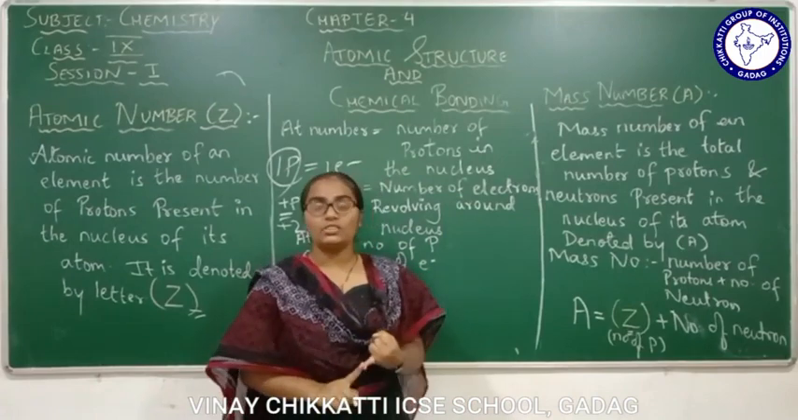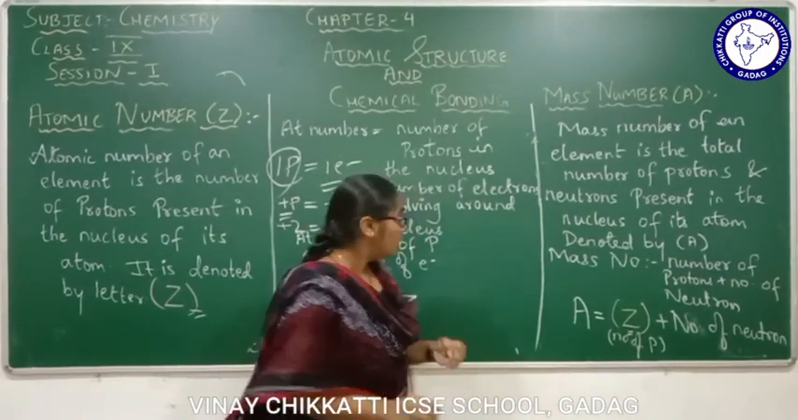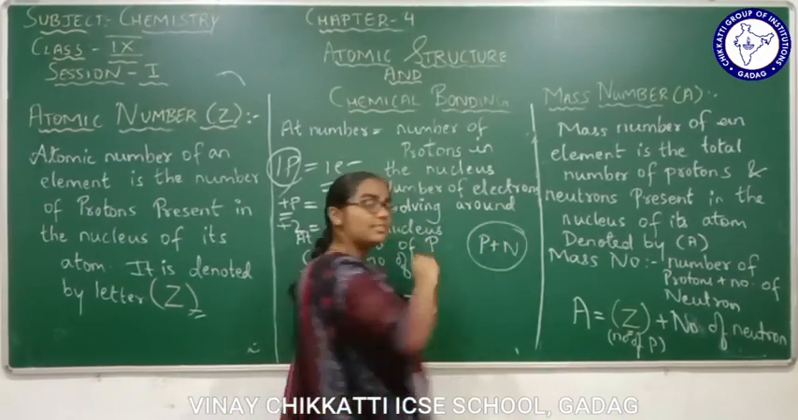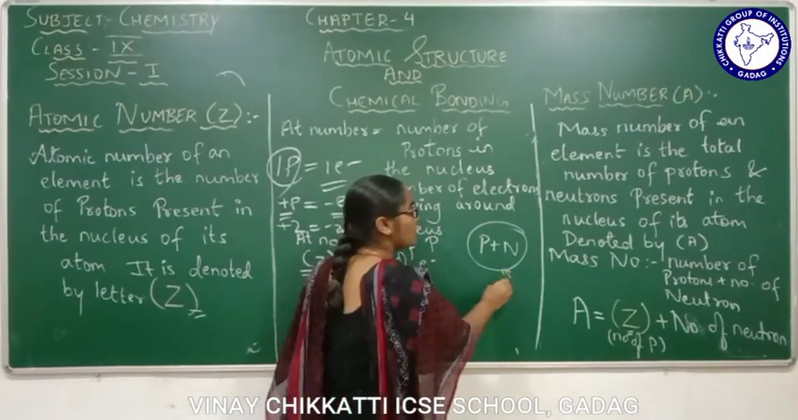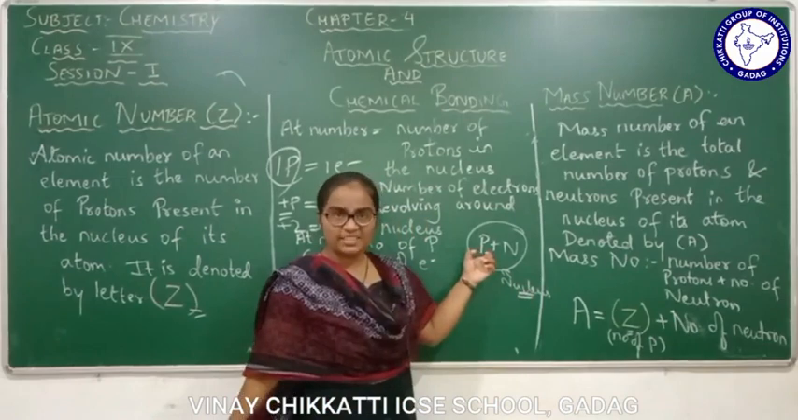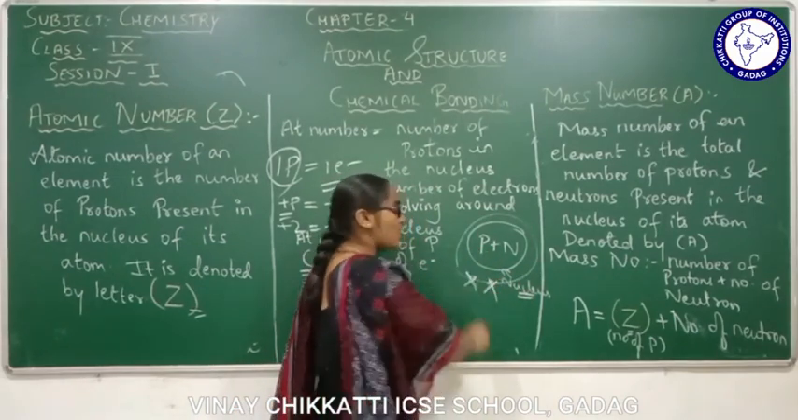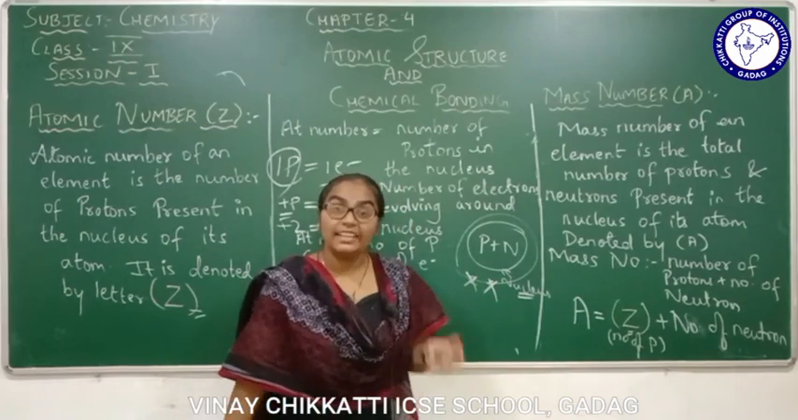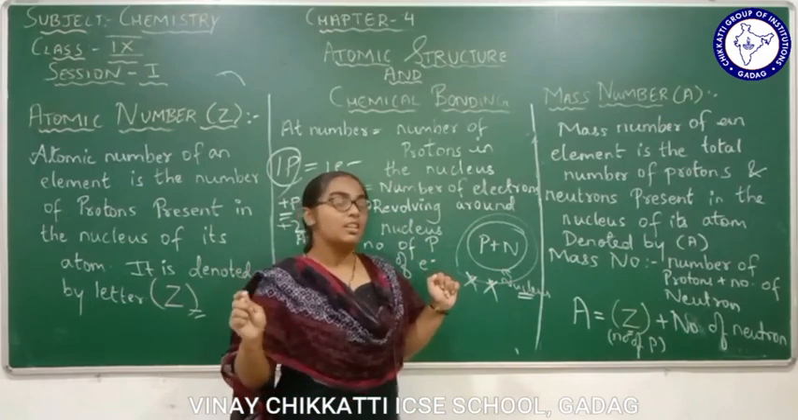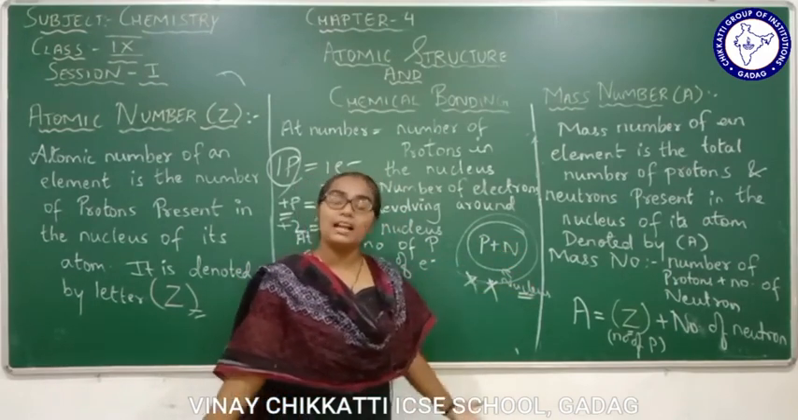I'll tell you one thing, children. Protons and neutrons have mass. That is why it is called the nucleus, right? Because within the nucleus only protons and neutrons are there. But the electrons which are revolving around it do not have any mass, right? Electrons revolving around the nucleus do not possess any mass. Now whatever the nucleus mass is, that becomes the mass of the atom.